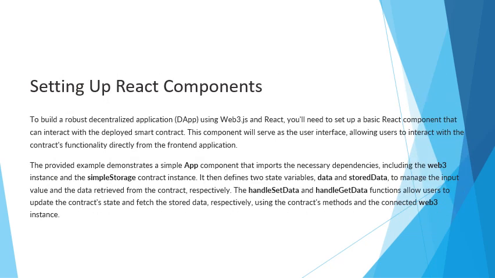To build a robust decentralized app using Web3.js and React, we'll need to set up basic React components that can interact with the deployed smart contracts. This component will serve as the user interface, allowing users to interact with the contract's functionality directly from the front-end application.